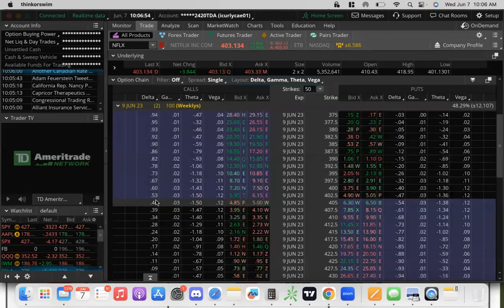So keep in mind that these two are kind of like cousins. They work hand in hand. So you kind of want to see good delta and good gamma. Those are very important.